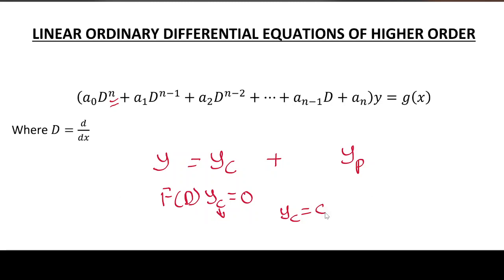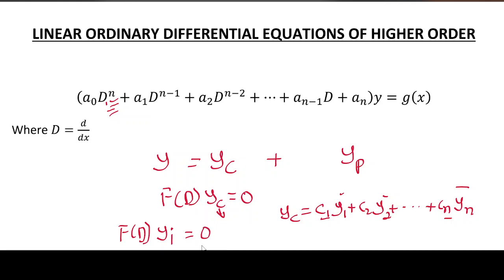That can be written as c1 into y1 plus c2 into y2 plus so on plus cn into yn. The number of arbitrary constants is the same as the order of the differential equation. And here y1, y2, yn, each one will again be a vanishing solution. That is, when I operate f of D on this function yi, it will become 0. And one more condition is that these yi are linearly independent.